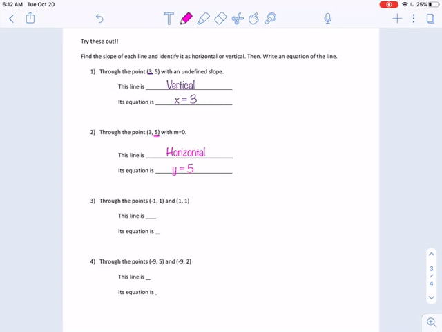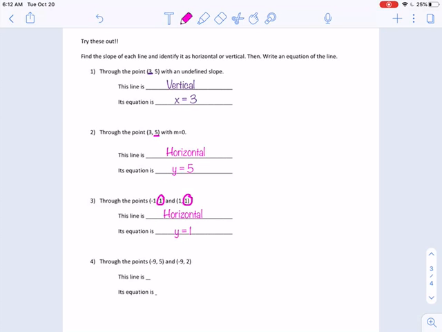Number 3, if you look at these points, both of the y's are the same. The x's are different. One's a positive and one's a negative, so those aren't the same. It's the y's that are the same. So this makes this a horizontal line. And our equation is going to be y equals, and then that one that matches.